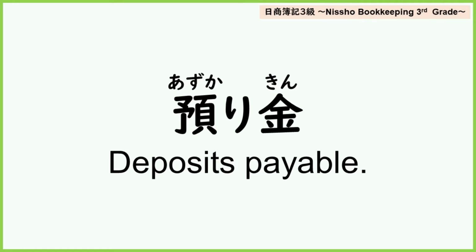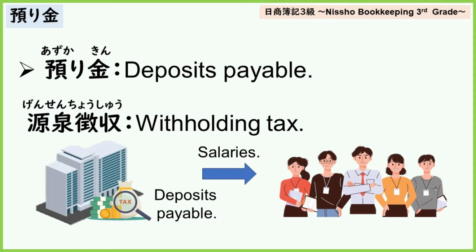The third content. Deposits payable. Deposits payable refer to a liability account used when holding funds on behalf of employees. For instance, a portion of an employee's salary needs to be withheld for tax purposes. Often, the company employing the individual manages this tax withholding, known as withholding tax. Therefore, during salary disbursement, a portion may be held as in deposits by the company. This is when the deposits payable account is used.